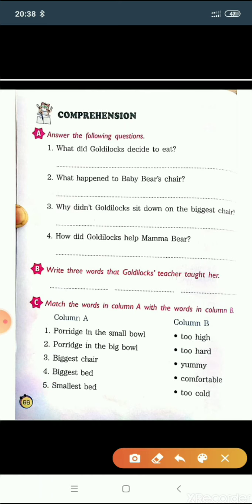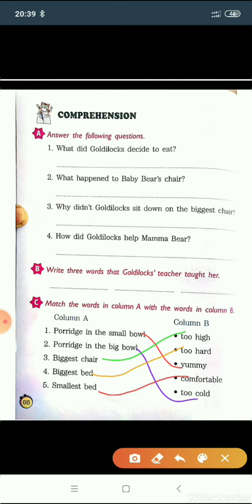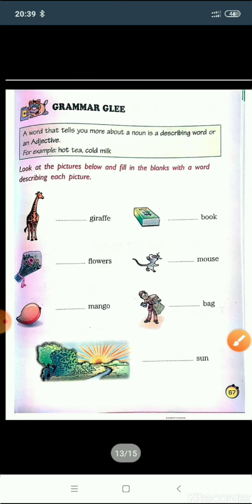Okay. So now let's match it. First one, porridge in the small bowl, yummy. Porridge in the big bowl, too cold. Biggest chair, too high. Biggest bed, too hard. And smallest bed, comfortable. Clear? Now this exercise is over. Now coming to the next page, which is grammar glee.